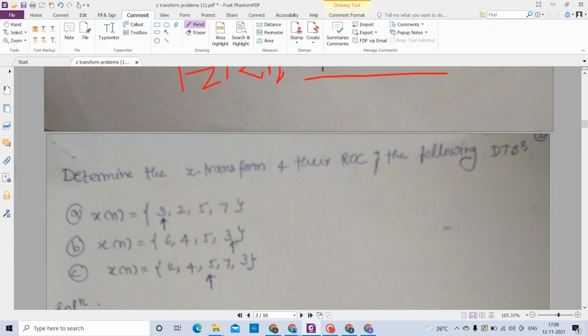Hello students, in this video we will discuss some of the problems related to region of convergence of Z transform, for the following discrete time sequences. These are the three different sequences. This is the right hand side sequence, this is the left hand side sequence, and in this one the samples exist on both sides. It is causal, this is anti-causal, this is a non-causal sequence.